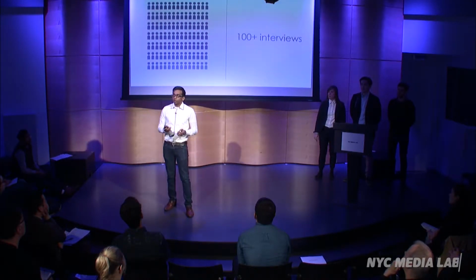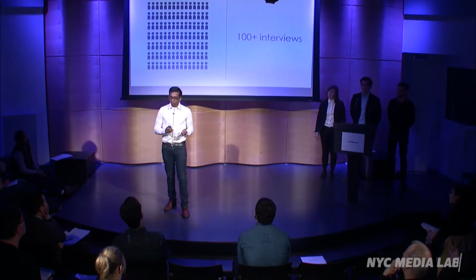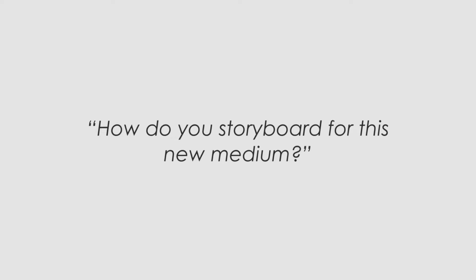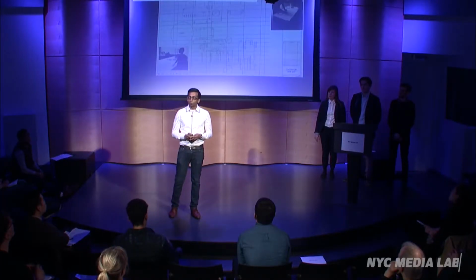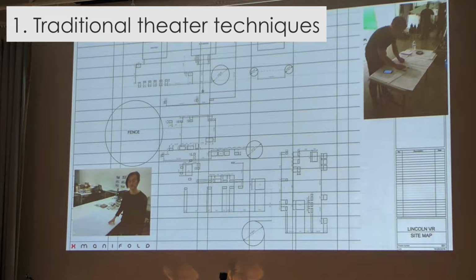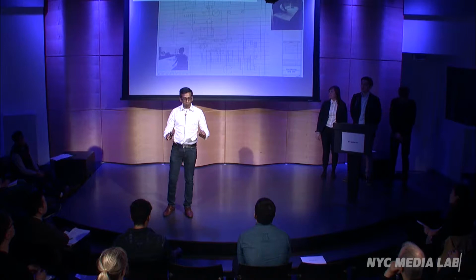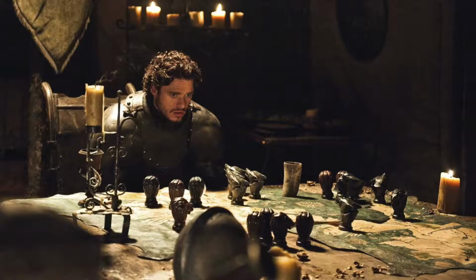We figured that our challenges might be anecdotal, so we went out and spoke to over 100 people in the industry. This included VR journalists, VR filmmakers, advertising executives, artists, and a lot of other people. And one of the questions we asked them was, how do you storyboard for this new medium? They admitted that it was a challenge, but they came up with a lot of clever and interesting hacks. Some of them used traditional theater techniques, so they draw out their scene with a top-down blueprint of the scene to place their characters and models and move them around it, much like medieval war planning.